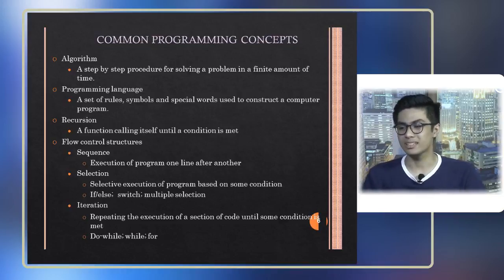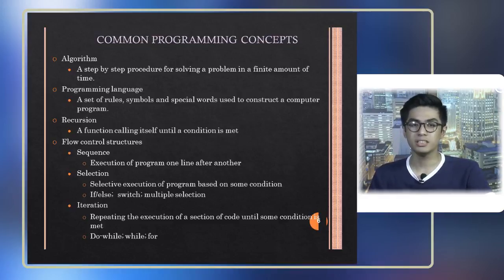Well, the next one is the flow of the control structures. So we have here the sequence, the execution of program one line after another. So usually all programs execute from top to bottom. Well, the next one is selection, selective execution of program based on some conditions. It may be if else or switch statements, which we will discuss later. So don't worry, you will understand this in a while.